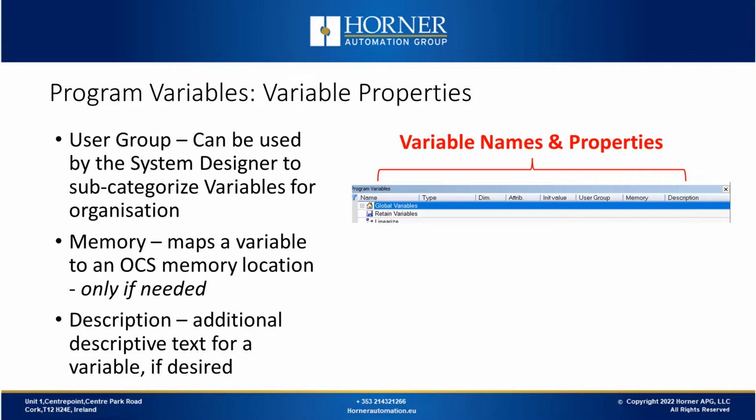The next column is the memory column. You use that column to assign a specific memory address to a variable. Again, if it's a real-world I/O point, in that case you need to assign a specific memory location to it. Last week's webinar was about Modbus communications, and that is another scenario where you have to assign some memory locations to specific variables. Finally, there's a description column where you can add descriptive text for your variable.